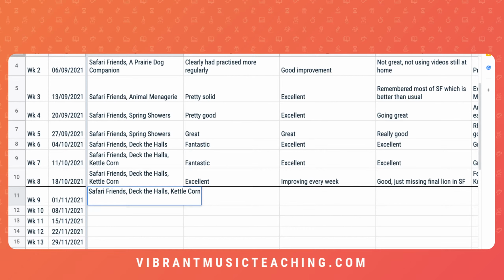Now, this student is doing really great this year with practice and making good progress. So yeah, you do see Safari Friends coming up again and again. If you haven't used Piano Safari, you won't know how long that piece is, but that's not a crazy pace for that, especially at the beginning of a year.